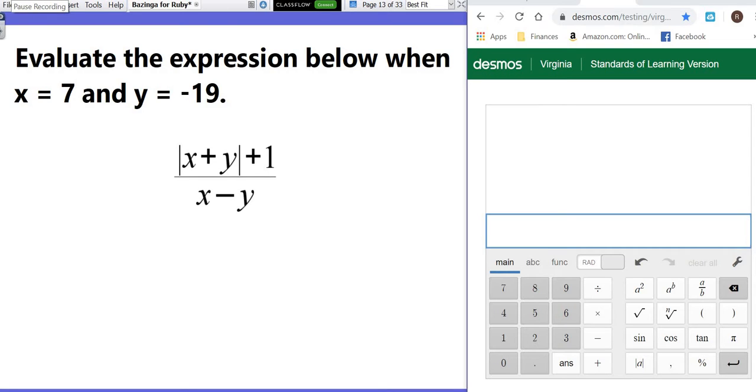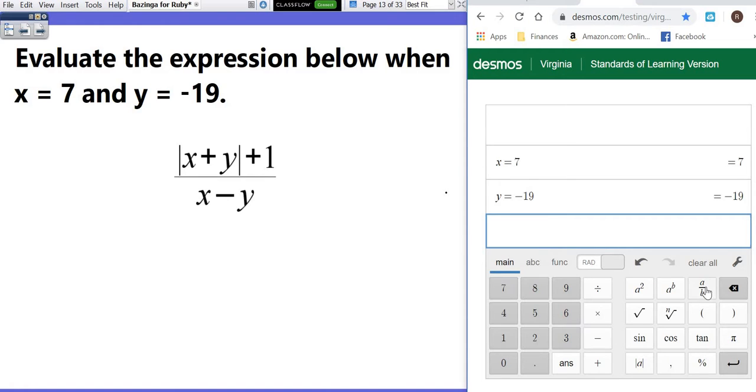All right, we're still going to evaluate more expressions, but this time they're getting a little bit more complicated. So again, we're going to start with our calculator and we're going to put in the things that are given to us first, the values of our variables. X equals 7 and Y equals negative 19. Be very careful to put in exactly what you're given, because if you put in positive 19, that's going to be a big problem.